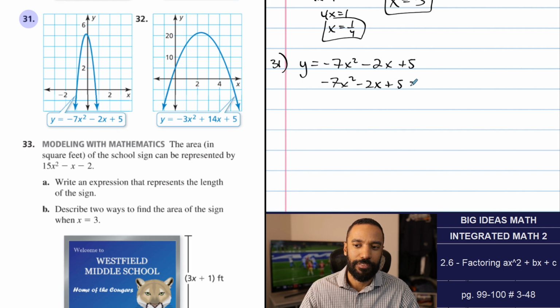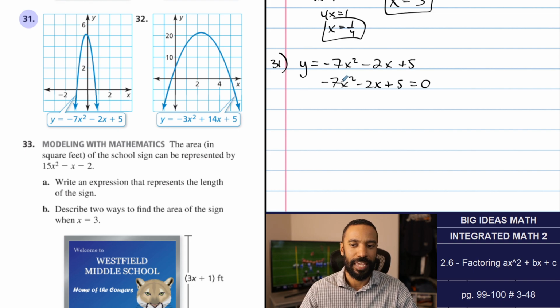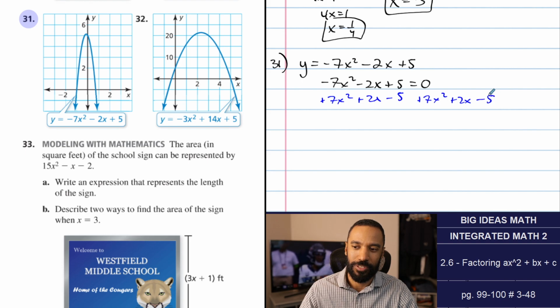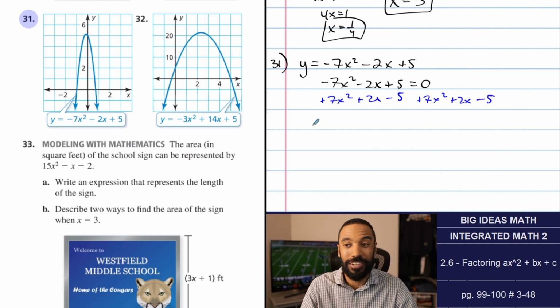Now, I have 2 ways of going about this. You saw me say it the other way before. We can either factor out the negative, or I can add 7x squared over. Take a look. I can do plus 7x squared on both sides. I can do plus 2x on both sides. And I can do minus 5 on both sides. And guess what? Now it's positive.